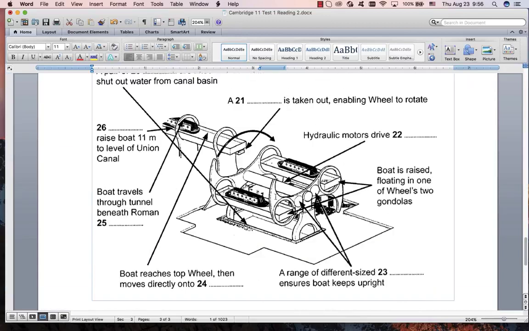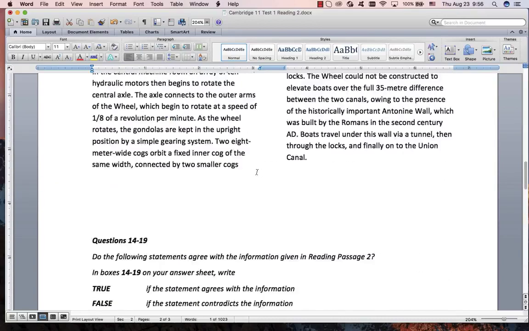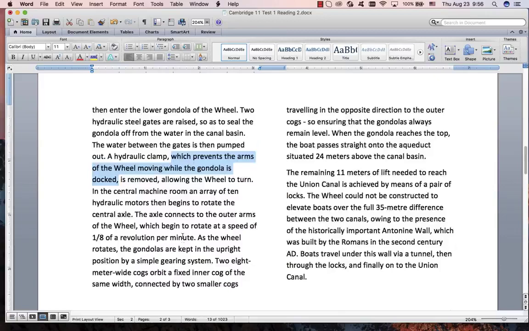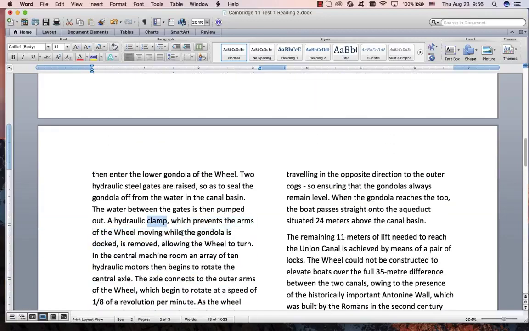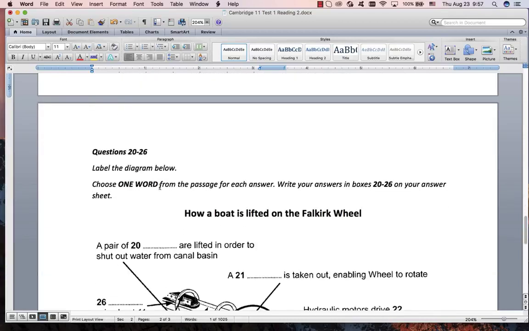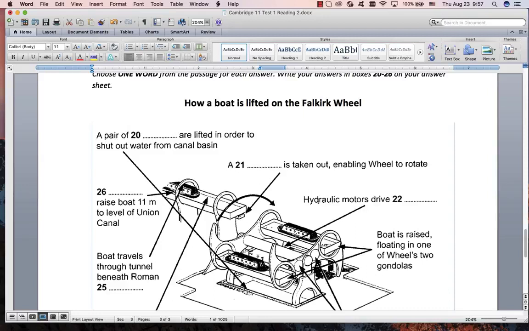Enabling, allowing the wheel to rotate, to turn. So you could have just ignored this little bit here. It wasn't part of the main sentence. The main sentence is a hydraulic clamp is removed. So your answer there, of course, must be single countable noun, clamp. Please don't be fooled by that. Pumped out, students want to choose water, but we were looking for a single countable noun because of the a over there. This one, the grammar doesn't give you anything.